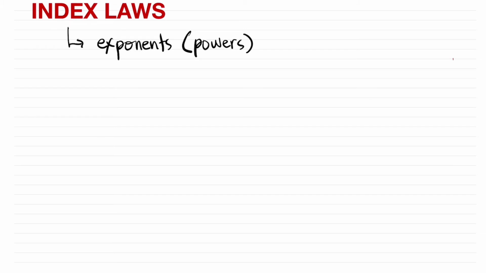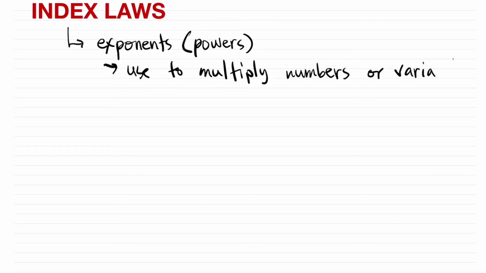So what is the use of this exponent? How do we use exponents? Exponents are used to multiply numbers or variables by itself. So index means exponents, so these are powers. These are used to multiply numbers or variables by itself.